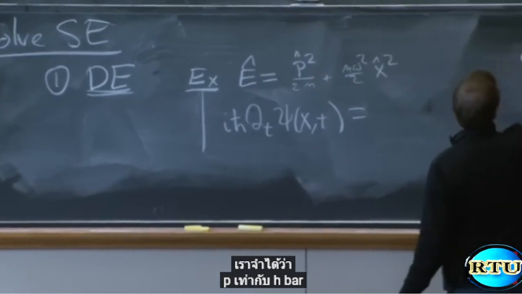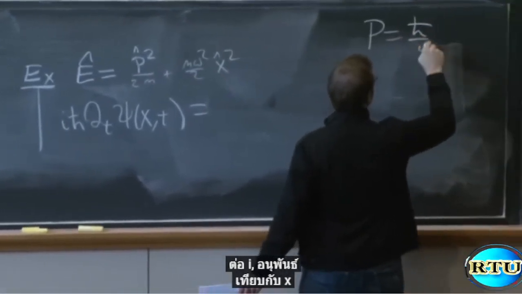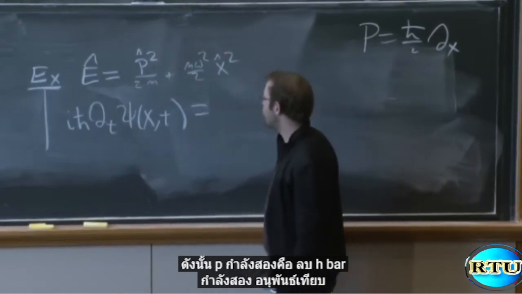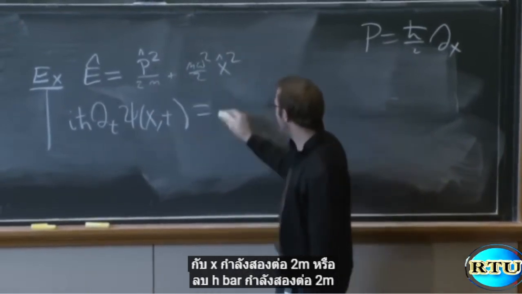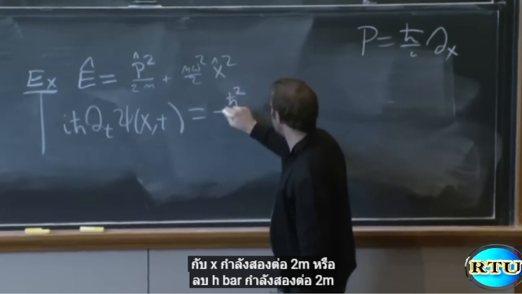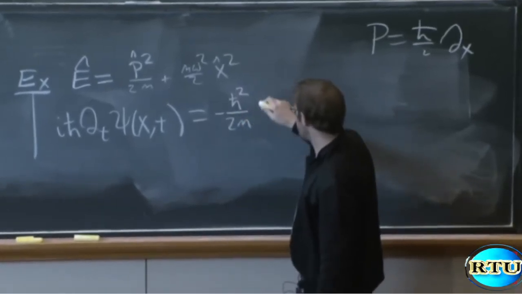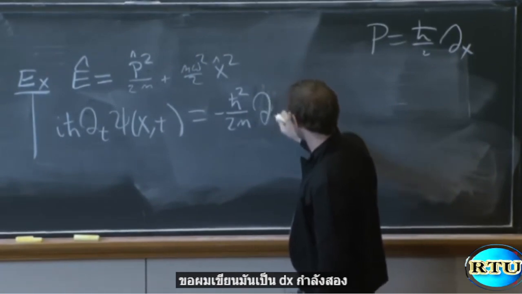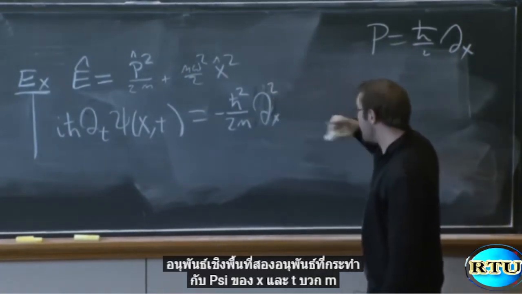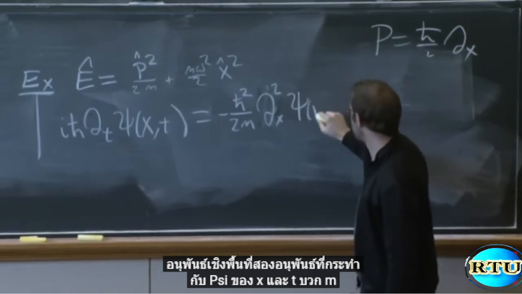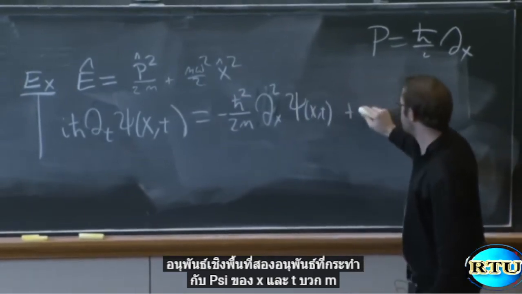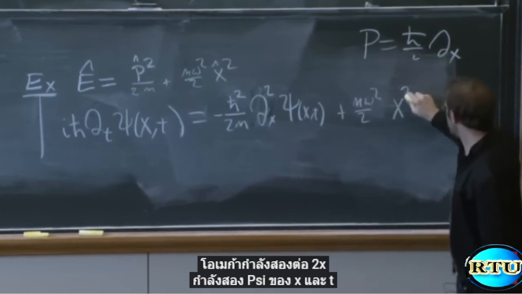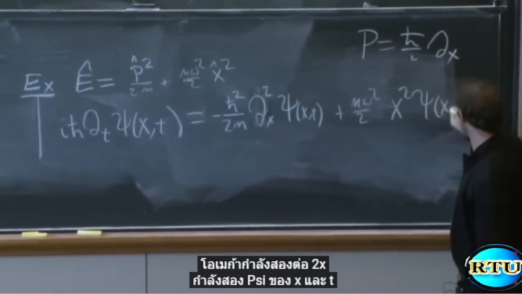Well, we remember that p is equal to h bar upon i, derivative with respect to x. So p squared is minus h bar squared, derivative with respect to x squared, upon 2m, or minus h bar squared upon 2m, d x squared, two spatial derivatives acting on psi of x and t, plus m omega squared upon 2 x squared psi of x and t.